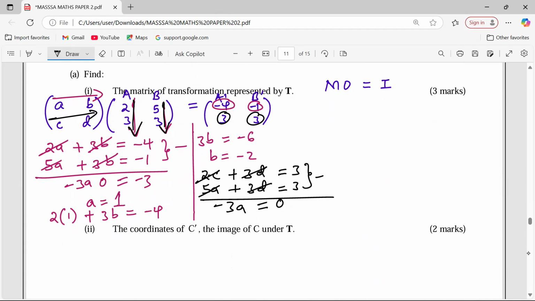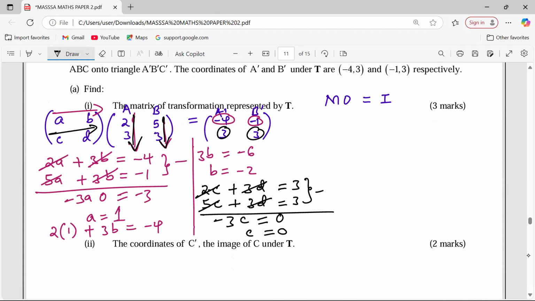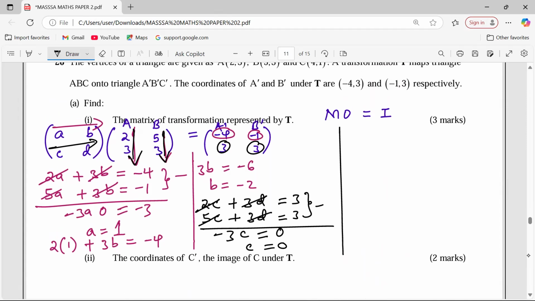And the value of C, this one is supposed to be C. So this one is 3C, sorry. C becomes a 0. If C is 0, it will be very easy for us to get D. Therefore, from the first equation, 2 by C plus 3D equals 3. So 3D equals 3 and D equals 1.